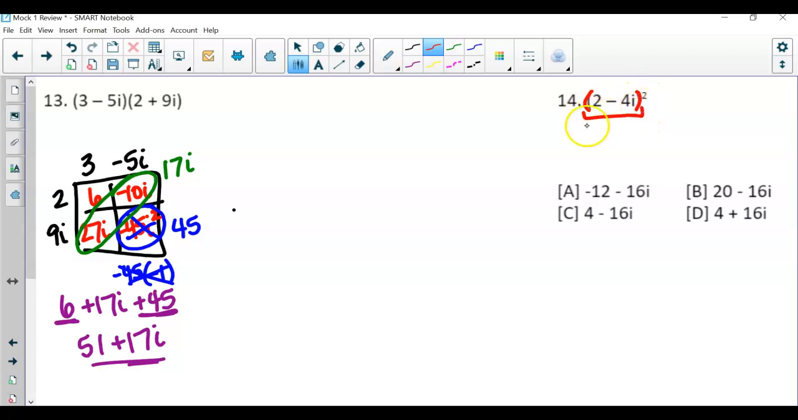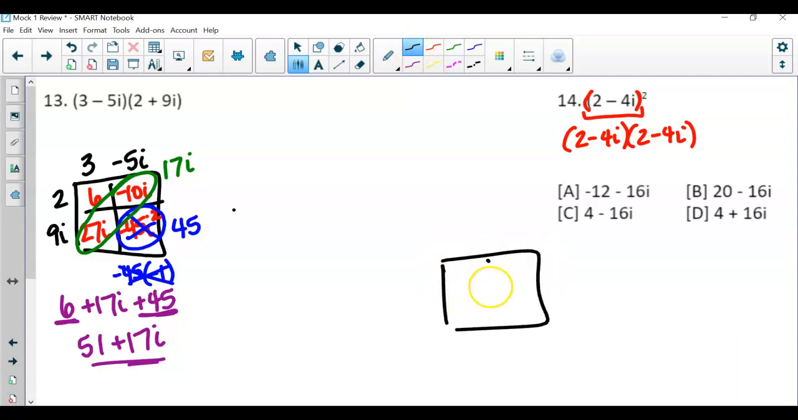Then the last one, notice that special case where we have our binomial, but being raised to the second power. So that's the same as 2 minus 4i times itself, 2 minus 4i. So again, with our two binomials, let's go ahead and set up box method. So 2, negative 4i times 2 and negative 4i. 2 times 2 is 4. 2 times negative 4i, negative 8i. 2 times negative 4i again, negative 8i. Negative 4i times negative 4i, positive, but now 16 times i squared, because i times i is i squared.